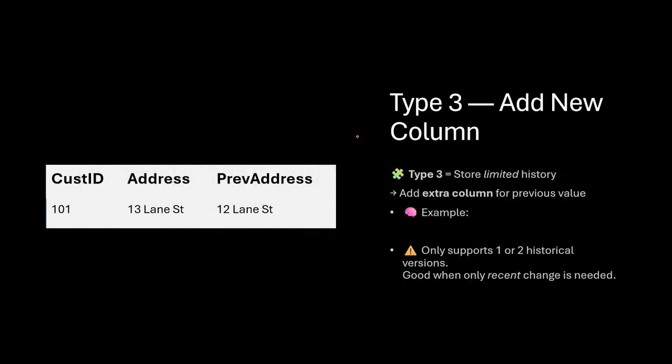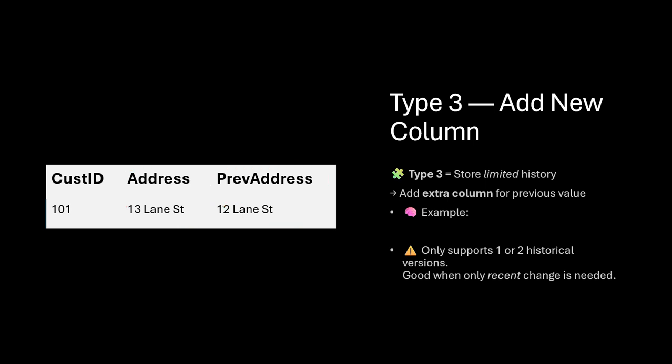Now we'll see type 3, where we add a column. We store limited history, whereas in type 2 we stored the start date, end date, and current, using a boolean variable like yes or no to show whether they are currently staying there or not. In type 3, there will be the updated address and the previous address. So this is also very simple. This is what type 3 is.